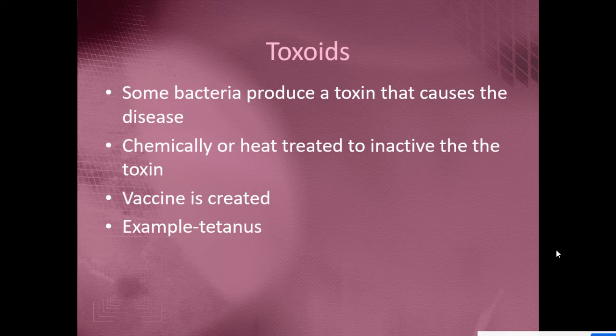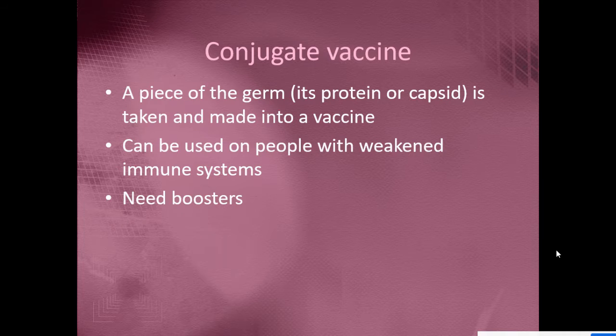Toxoids. Some bacteria produce a toxin that can cause a disease. You're going to chemically or heat treat it to inactivate the toxin, and your vaccine would be created. This is what he talked about with tetanus.